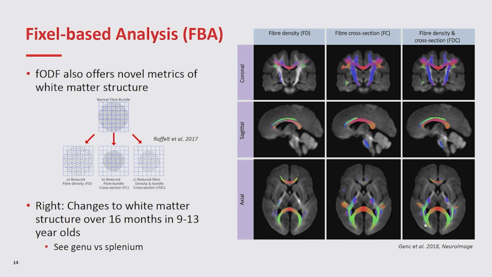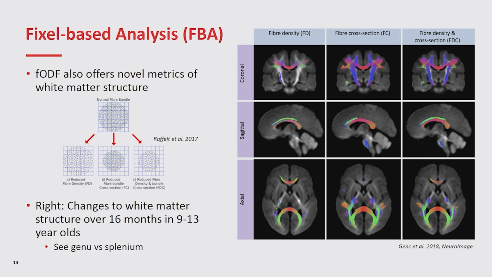talked about. In our FDC metric, we see changes in both of these regions, and this is a longitudinal study in 9 to 13-year-olds, which is kind of analogous to our increases in FA. We know there's development occurring in both of these regions, but with our more specific metrics, we can see changes in fiber cross-section in the splenium, but not in the genu, and changes in fiber density in both. And this begins to give us a more nuanced understanding of what's driving our FA-based relationships.